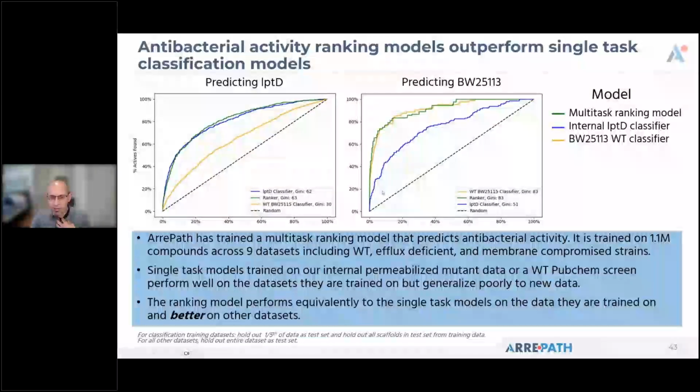The converse is true on a wild type data set. So again, the ranker performs similarly to a classifier trained on wild type data, whereas now the LPTD classifier underperforms because it's trained on a different strain. And so this was quite striking, but very nice for us because it means these ranking models can be used regardless of what strain we want to predict on. So the ranking model performs equivalently to the single task models on the data they're trained on and better on other data sets. So it's always as good as a single task model and often better.